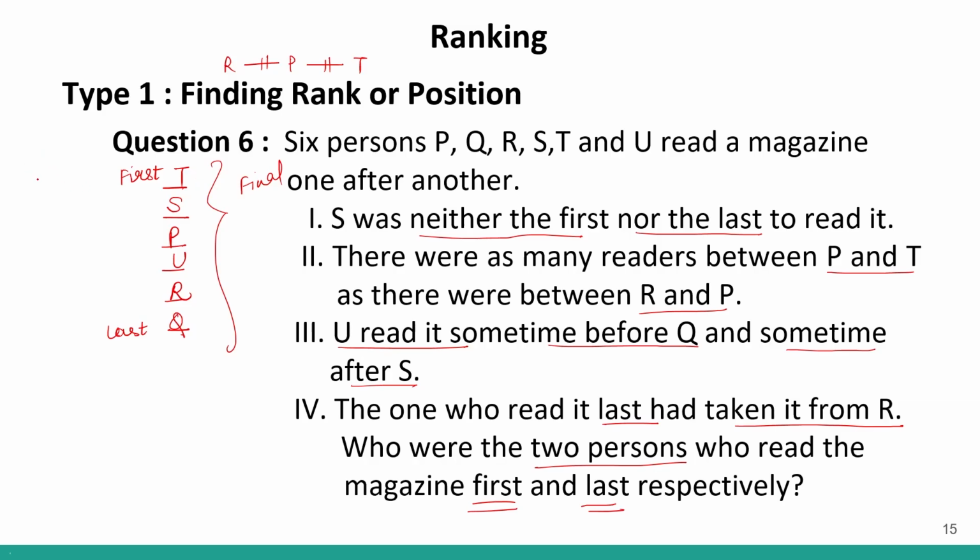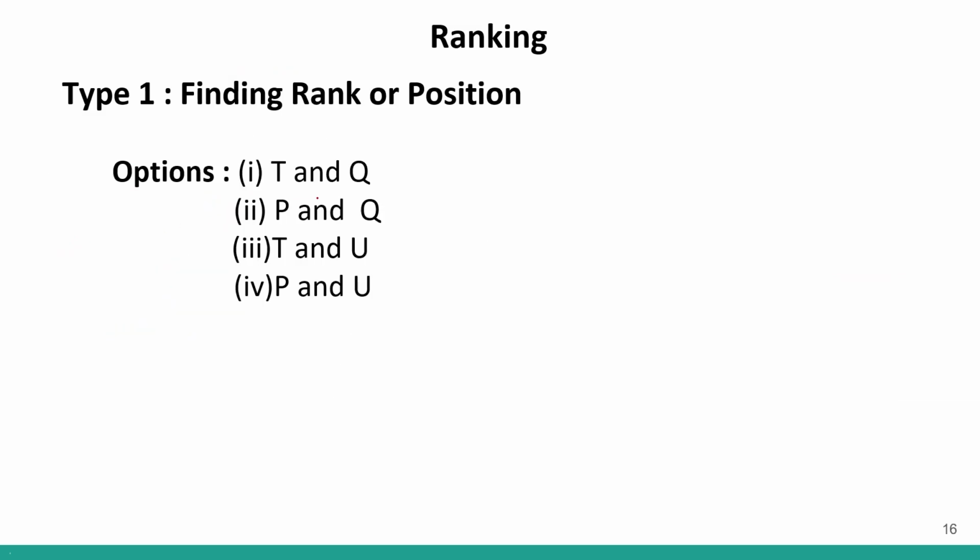So the first one to read was T and the last one to read it was Q. So if you look at the options, T and Q is given in option number 1. Therefore, this will be the correct answer to this question. Clear?